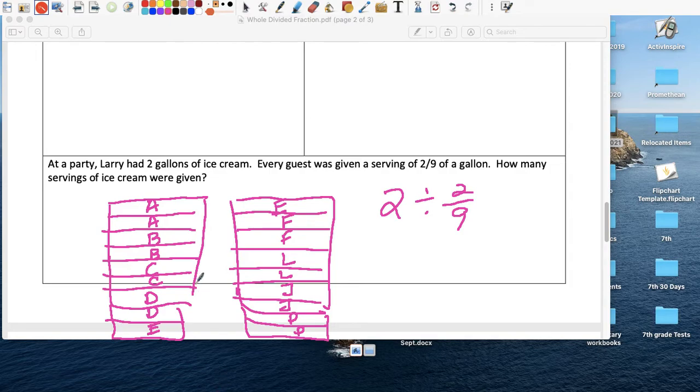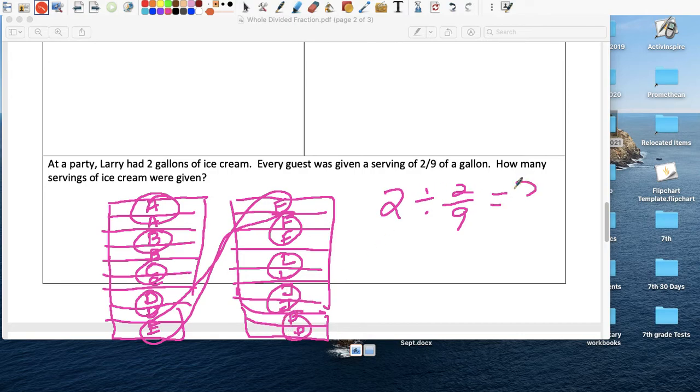Okay, so how many people can get ice cream? ¿Cuántas personas? 1, 2, 3, 4, 5, 6, 7, 8, 9 people. So 9 people y cada persona cogió 2/9. So 9 people get ice cream.